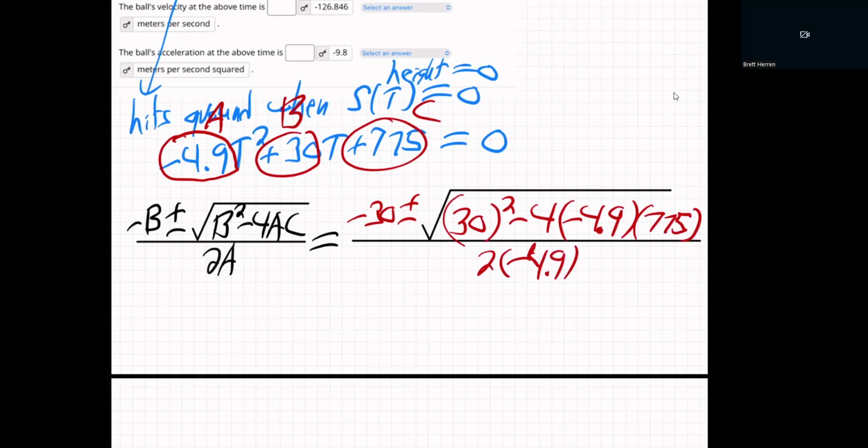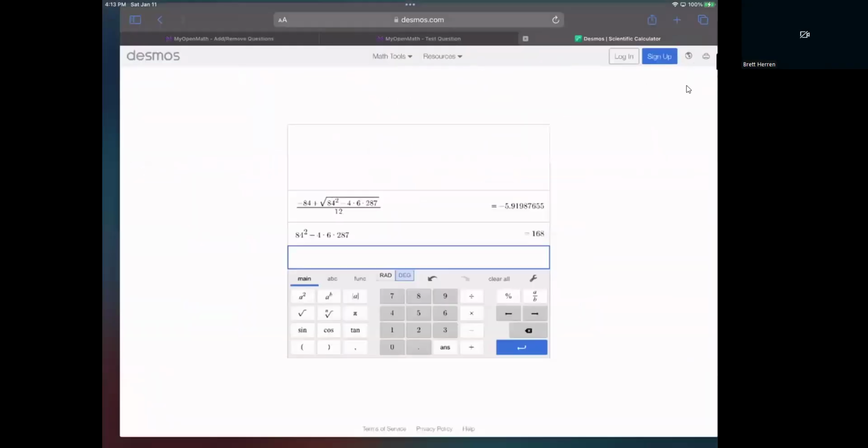What a mess, right? So what are we going to do about that? We're going to go to Desmos because they just want an answer with decimals. So I'm writing it down. I'm going to go to Desmos. Okay, let's go to Desmos. So I go to Desmos here.